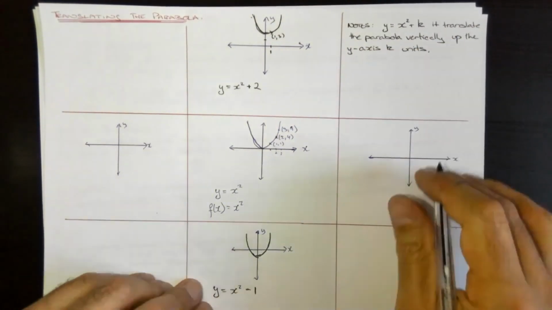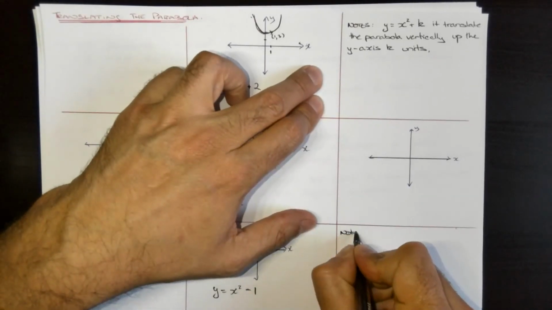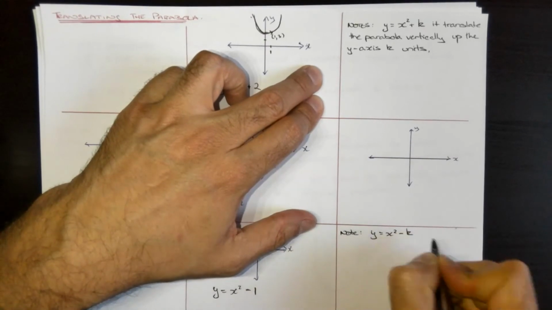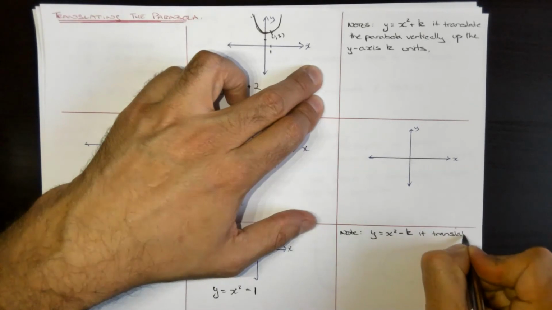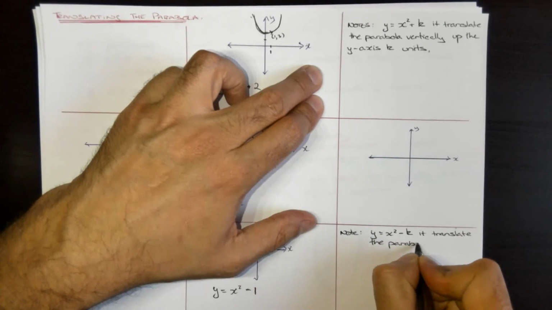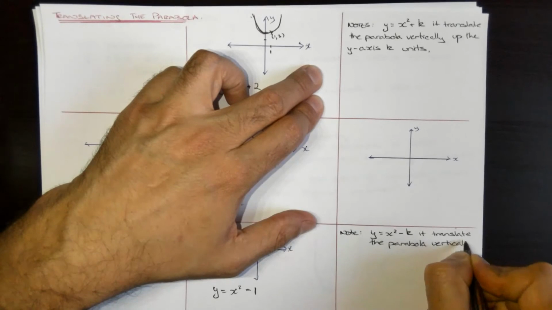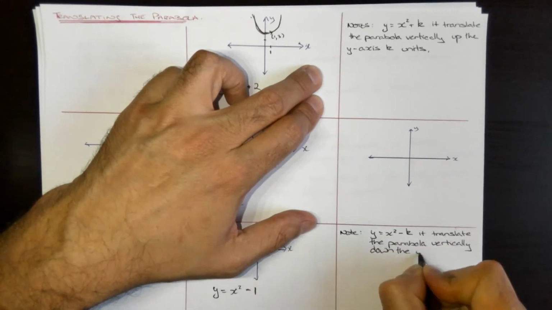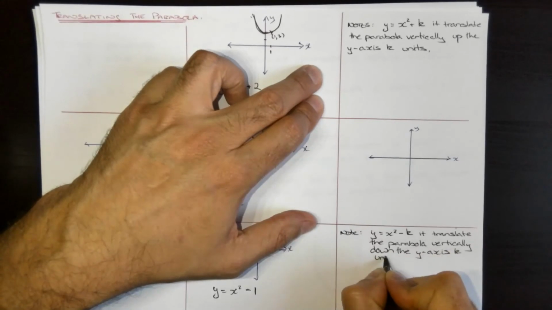Now, obviously, if we have y equals x squared minus k, it will translate the parabola vertically down the y-axis k units.